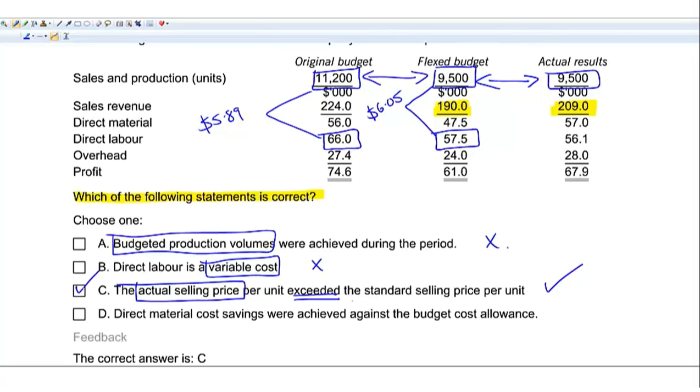Let's prove that D isn't correct. Finally it says direct material cost savings were achieved against the budgeted cost allowance. Well, if we look at the direct material cost line here, my actual direct material cost of 57 is higher than my budgeted material cost. So therefore, again, I can conclude that response option D is not correct. Okay, so the correct answer would be C.